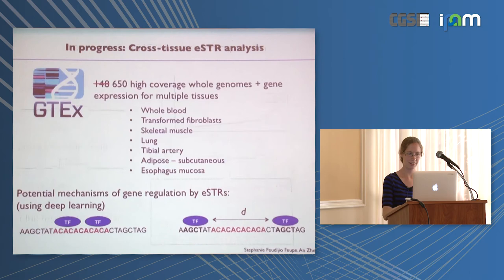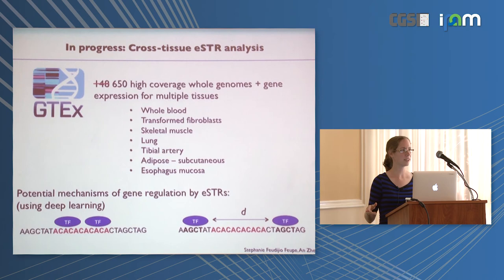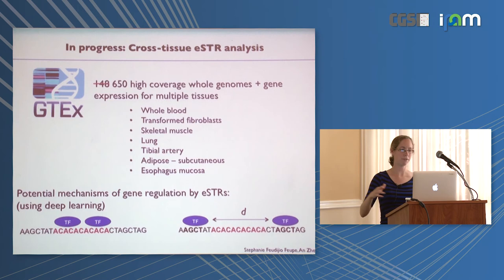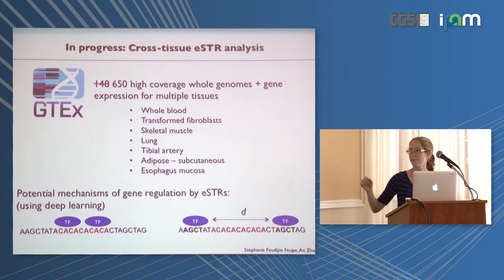I'll also mention that our initial study of the effect of STRs on gene expression was focused just on 1,000 Genomes data on a single cell type, which is lymphoblastoid cell lines, but we're now expanding this project to the GTEx data, which is a lot higher coverage data. They just released 650 high coverage whole genomes from the GTEx project, for which we also have expression for a lot of different tissues. So now we can do a much deeper study of the effects of both STRs and other types of sequence variation on gene expression. And following Ora's lead that if you get far enough, you're going to mention deep learning.